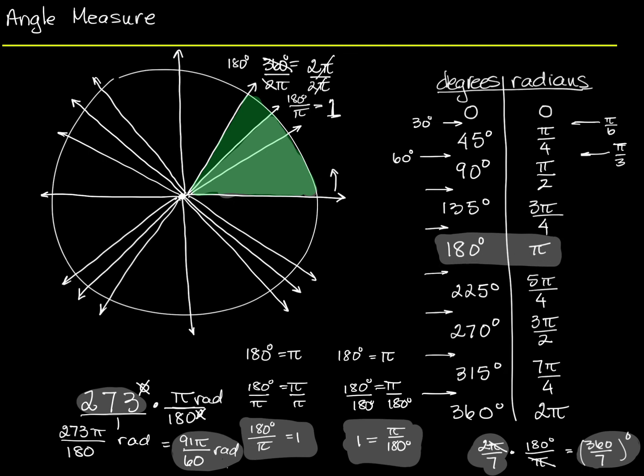Remembering this ratio means that you don't have to memorize these formulas, but they're pretty easy to memorize anyway. You just have to remember which one to use depending on which conversion. Are you going from degrees to radians or radians to degrees?